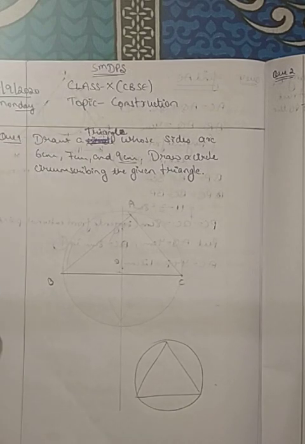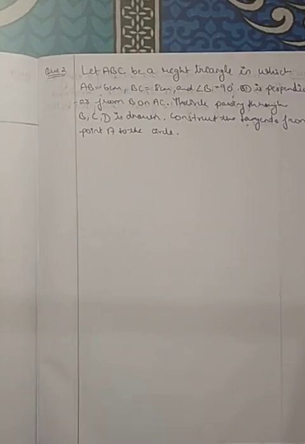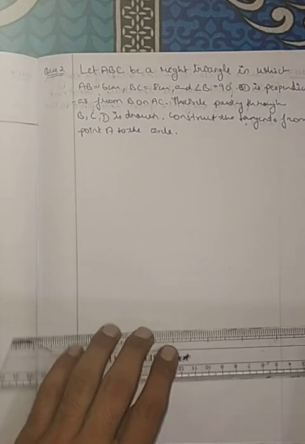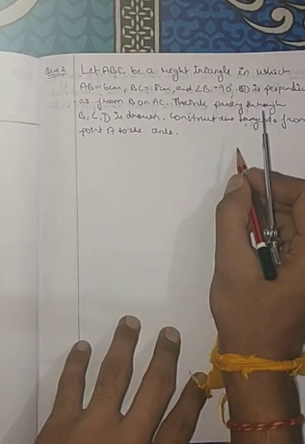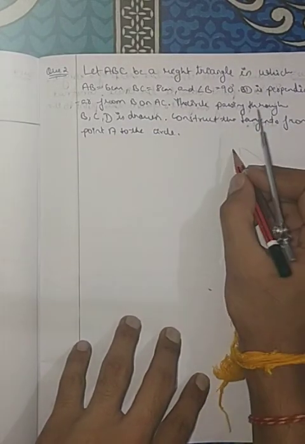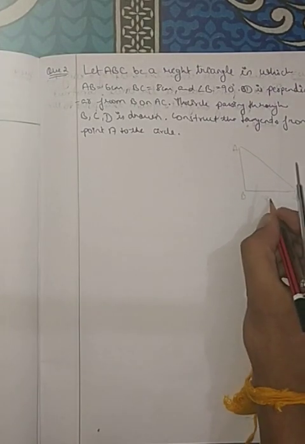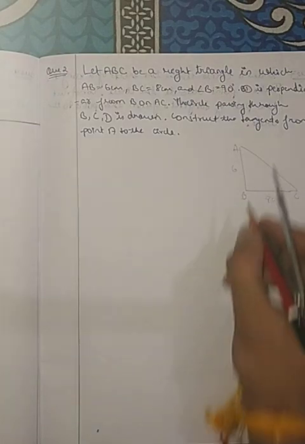So coming to the next construction that's in your syllabus, that's part of your NCERT book, that is question number 6. What they are saying: draw a right triangle in which AB is equal to 6, BC is equal to 8 and angle B is 90. Means you have to draw a right triangle, right angled at B. Let's say this point is A, C. I am drawing the rough figure. BC is 8, AB is 6 centimeters and angle B is 90.